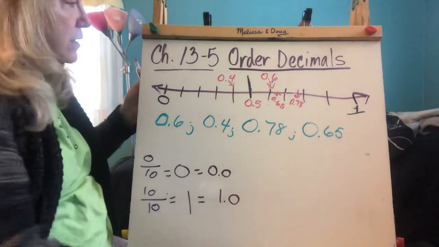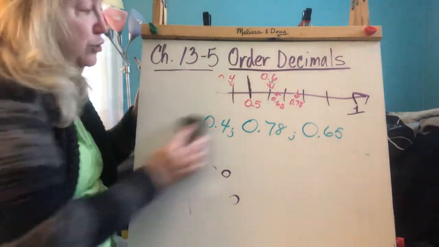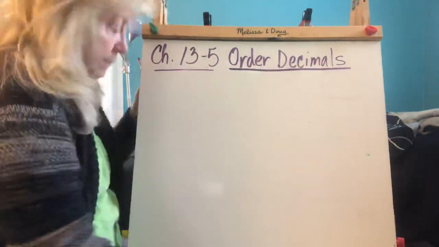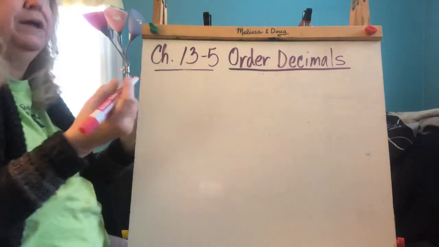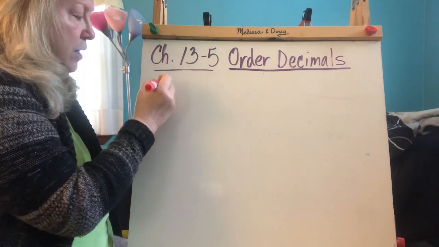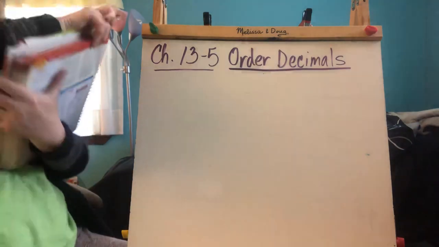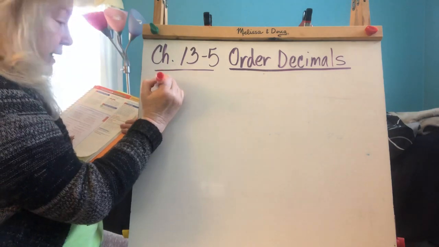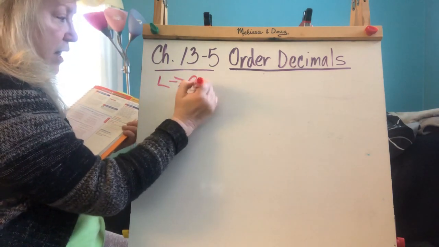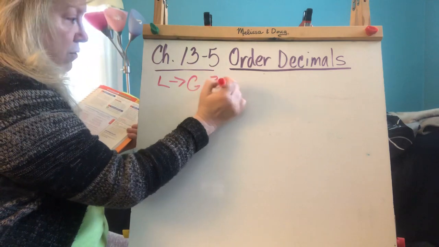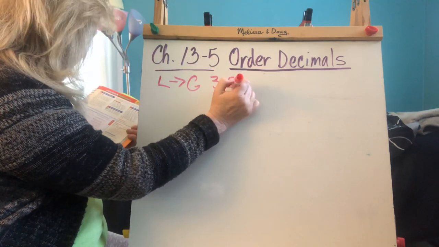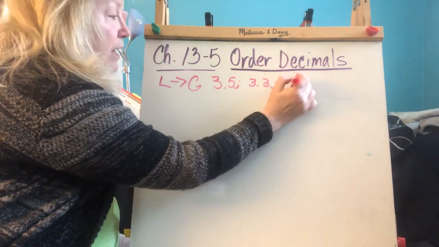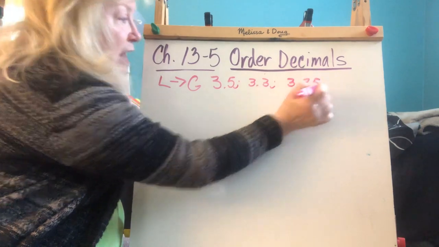So let's do another practice on how to order them from least to greatest, okay? So we're going to pick 3 decimals. Let's see if I can get another example from your book. Let's put in order from least to greatest: 3 5/10, 3 3/10, and 3 35/100.